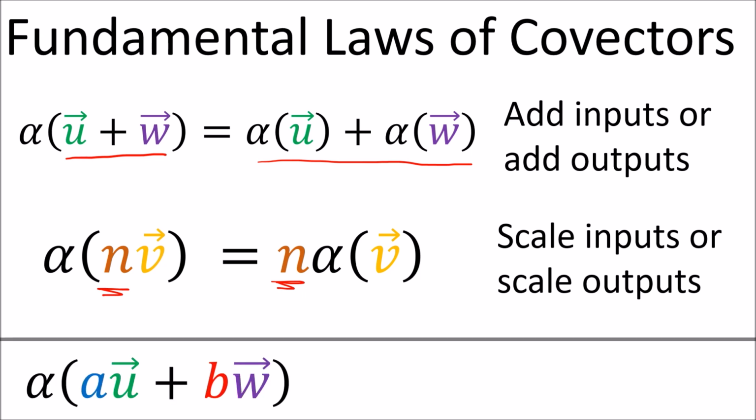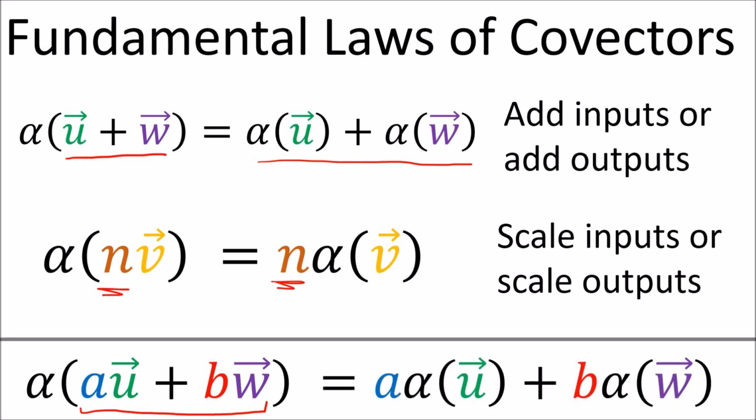When we apply these two properties together, when we have alpha acting on a linear combination, aU plus bW, we can split alpha to each term in the sum and then bring these scalars outside to get a alpha of U plus b alpha of W. So for covectors, we can either do linear combinations of inputs or linear combinations of outputs with the same scaling constants, and we'll get the same results.